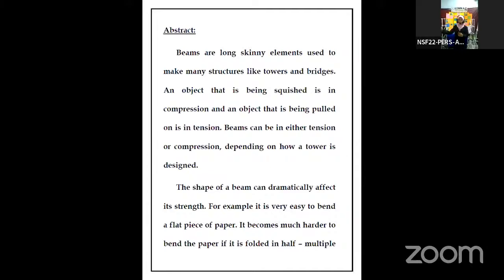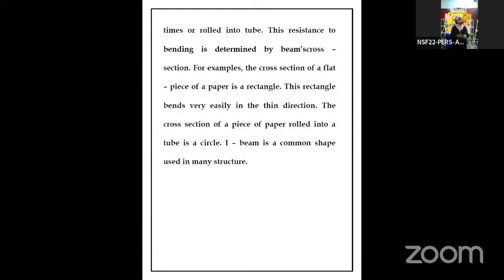Beams are long skinny elements used to make many structures like towers and bridges. An object that is being pushed is in compression, and an object that is being pulled is in tension. Beams can be in either tension or compression depending on how the tower is designed. The shape of the beam can dramatically affect its strength. For example, it is very easy to bend a flat piece of paper. It becomes much harder to bend the paper if it is folded in half or multiple times or rolled into a tube. The cross-section of the piece of paper rolled into a tube is a circle. An I-beam is a common shape used in many structures.